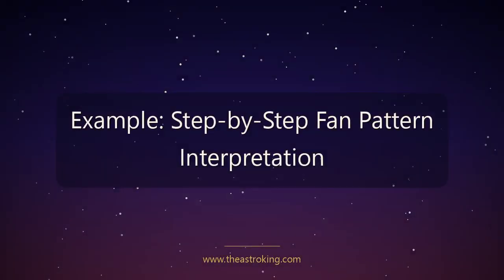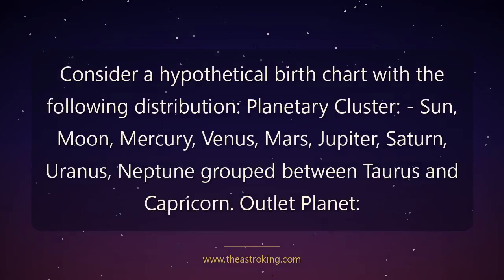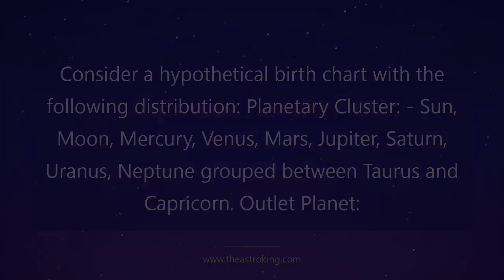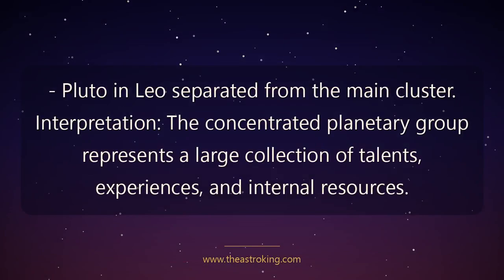Example: step-by-step fan pattern interpretation. Consider a hypothetical birth chart with the following distribution. Planetary cluster: Sun, Moon, Mercury, Venus, Mars, Jupiter, Saturn, Uranus, Neptune grouped between Taurus and Capricorn. Outlet planet: Pluto in Leo separated from the main cluster.